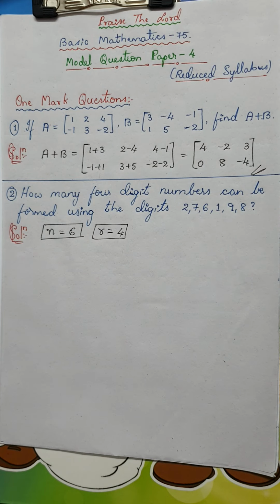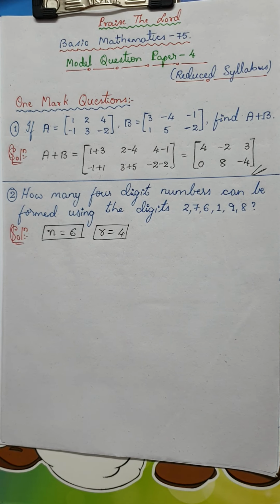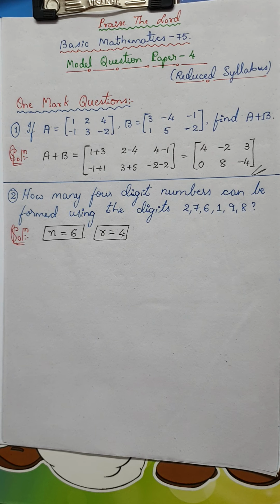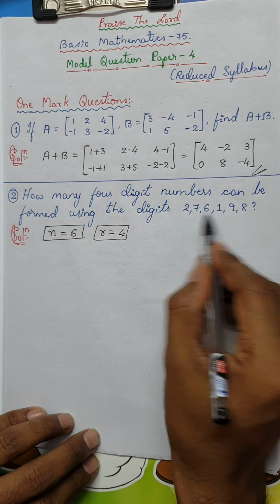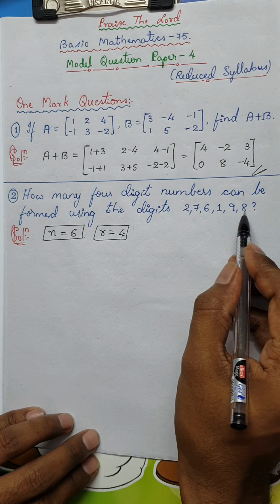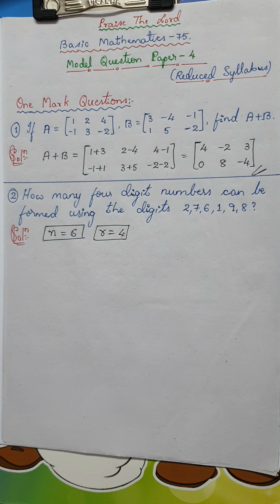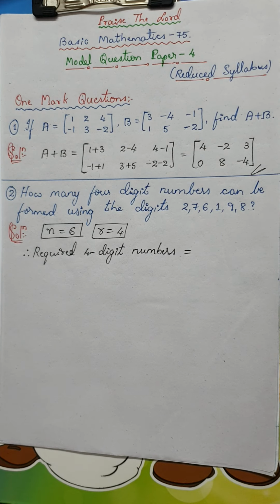You can directly use the formula of permutation, or you can also use the fundamental principle of counting. Also you can note down there are no zeros here. Because there are no zeros, the work is much simpler. So the required number of 4-digit numbers is given by, can you guess? Yes, very simple, it is 6P4.